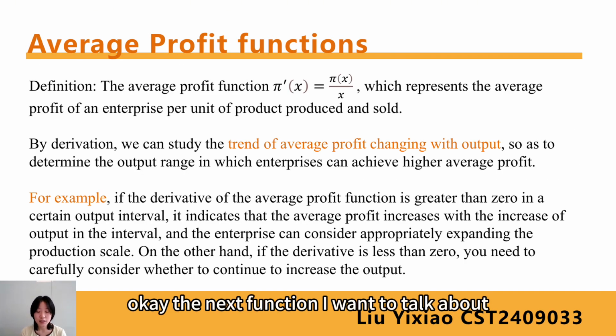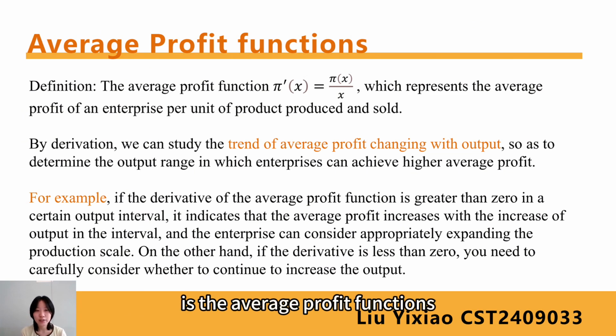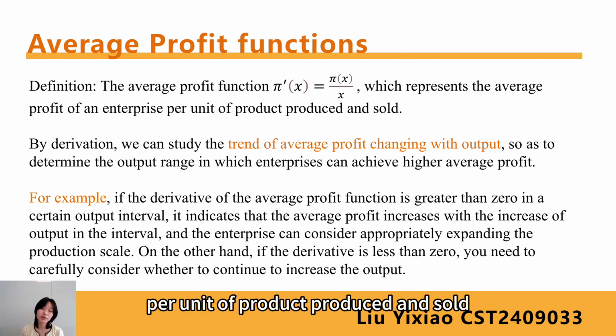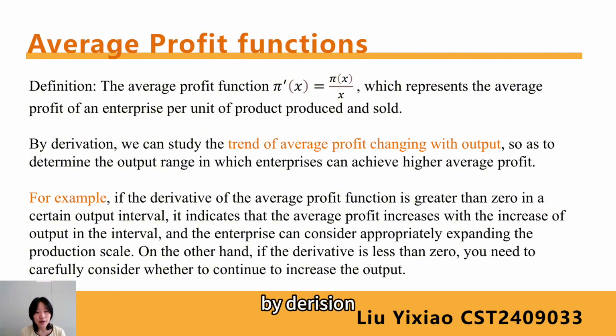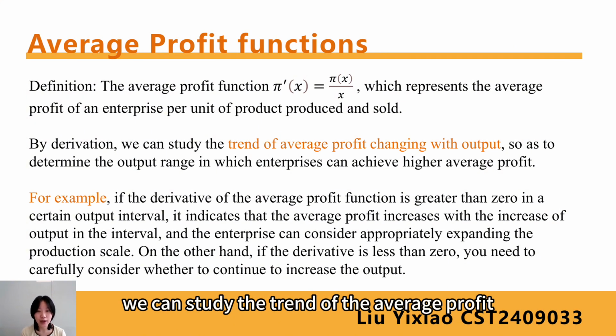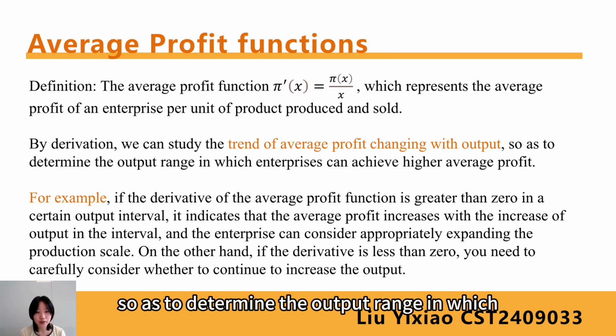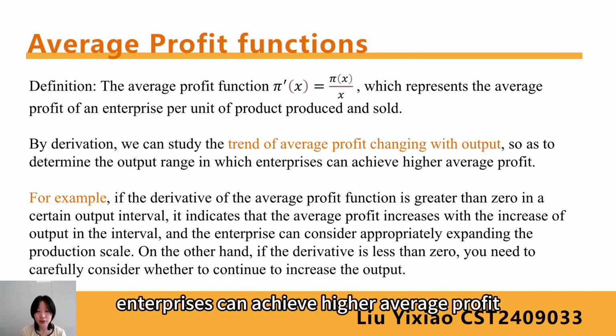Okay, the next function I want to talk about is the average profit function. The average profit function shows the average profit of an enterprise per unit of product produced and sold. By differentiation, we can study the trend of the average profit changing with output, so as to determine the output range in which enterprises can achieve higher average profit.